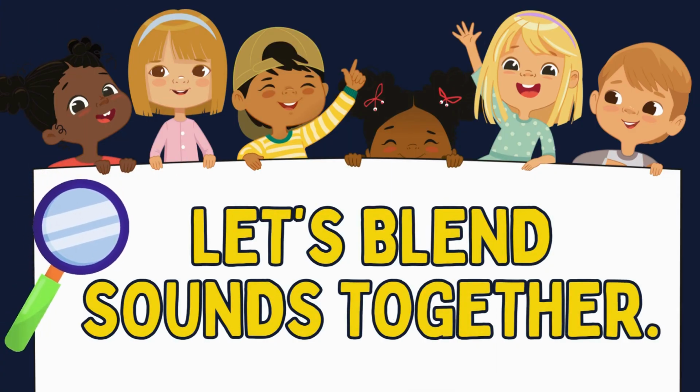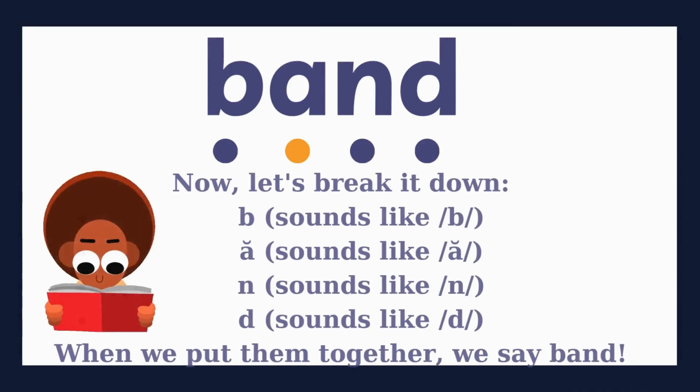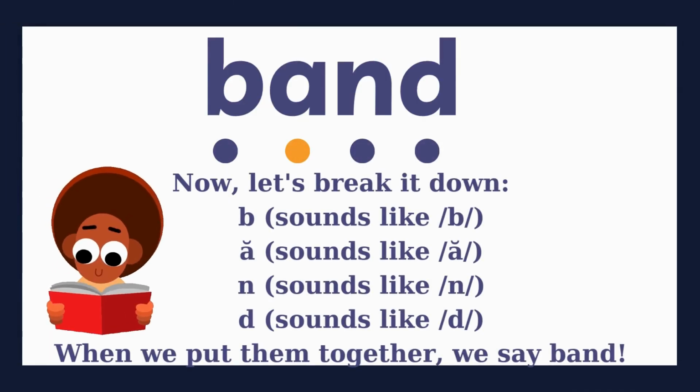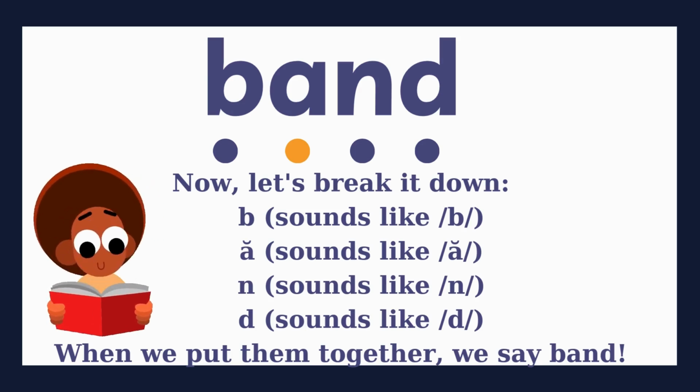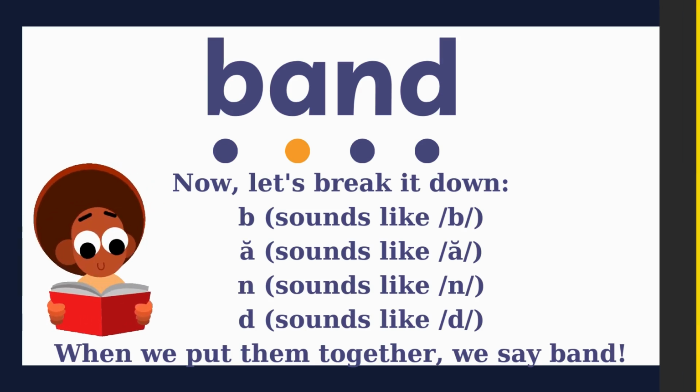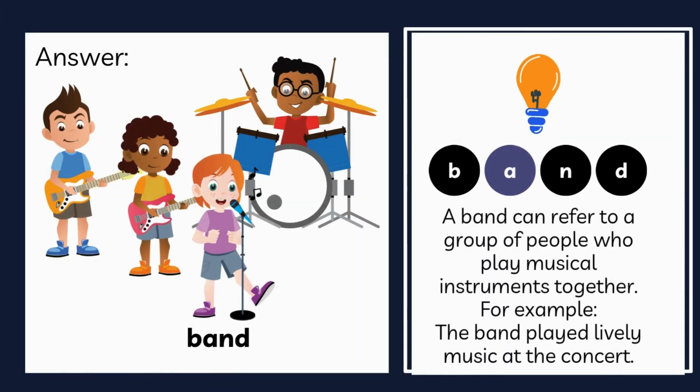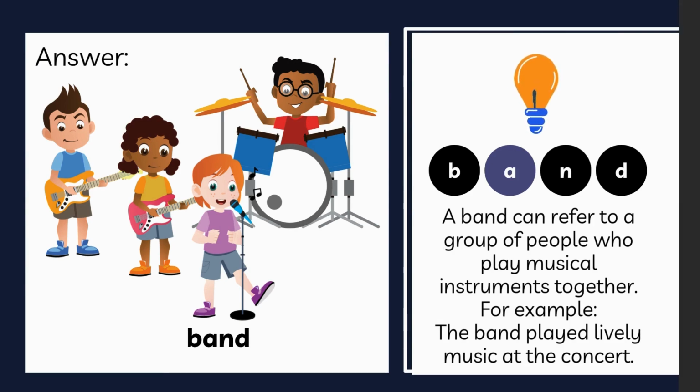Let's blend sounds together. Band. Now let's break it down. B sounds like B. N sounds like N. D sounds like D. When we put them together, we say band. A band can refer to a group of people who play musical instruments together. For example, the band played lively music at the concert.